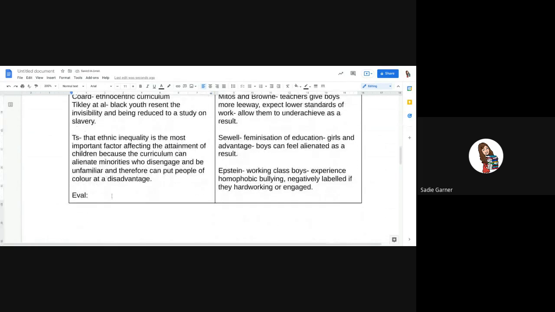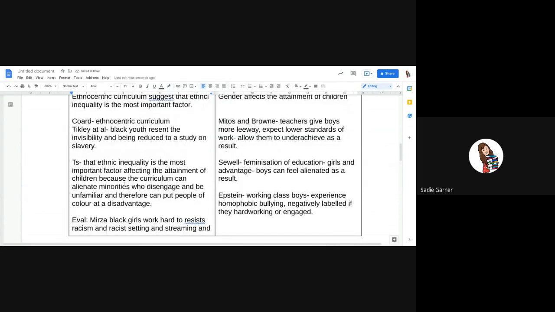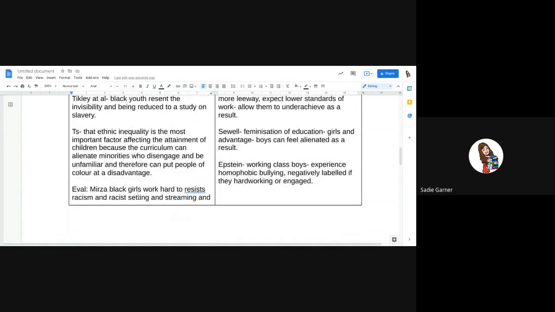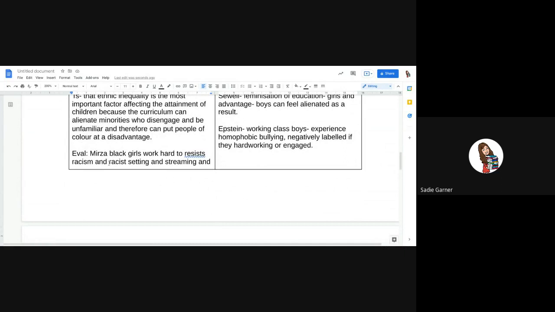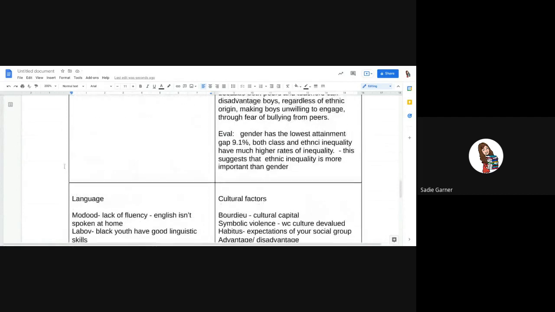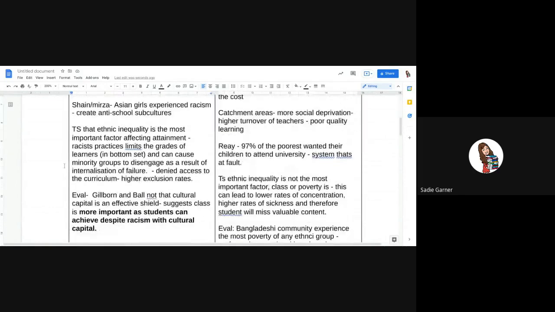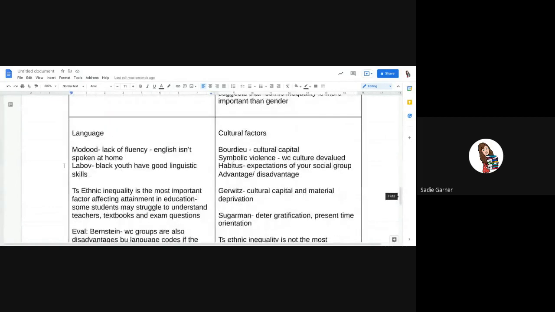There we go. Black girls work hard to resist racist setting and streaming. So I might have to doubt that black girls work hard to resist racist setting and work hard to resist an ethnocentric curriculum, and do well in spite of it. There we go. Phew. Now I've got a named evaluation in each one and I just make sure it flows. Again, that's why it's a really good idea to plan them because you're normally quite limited on what you can do on the evaluation.